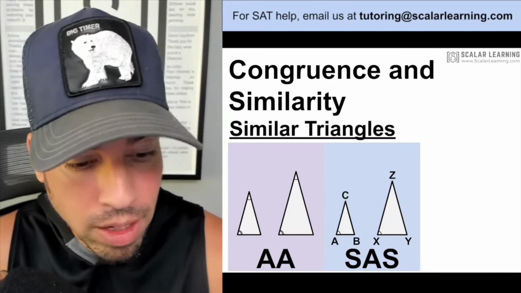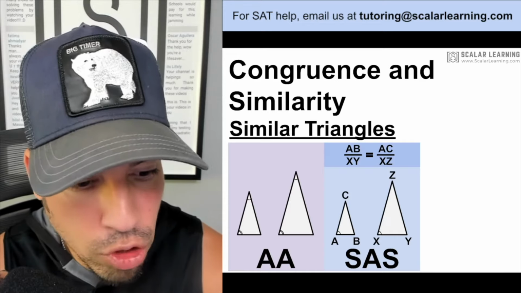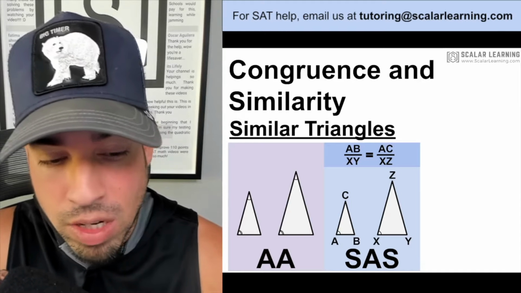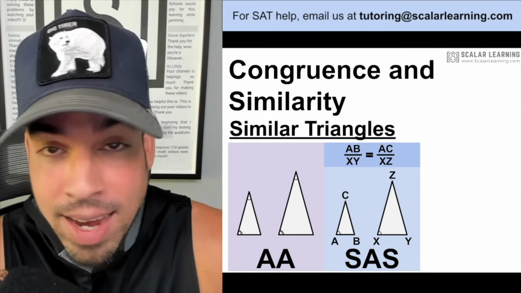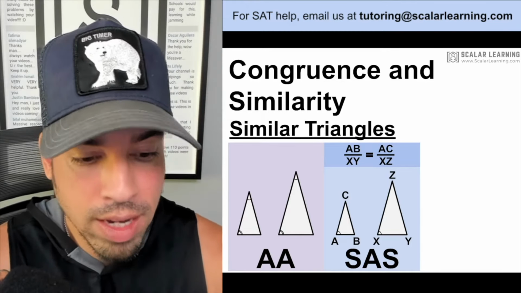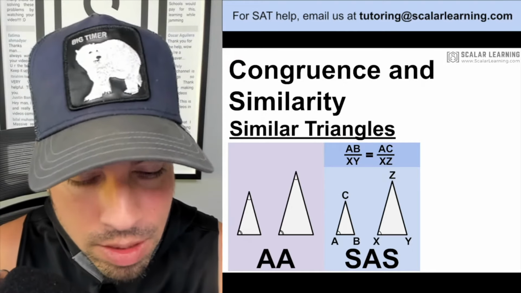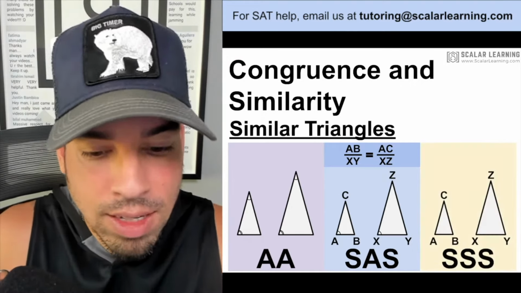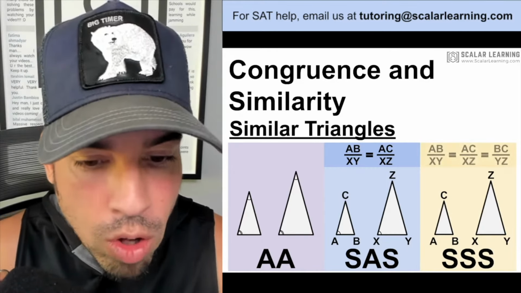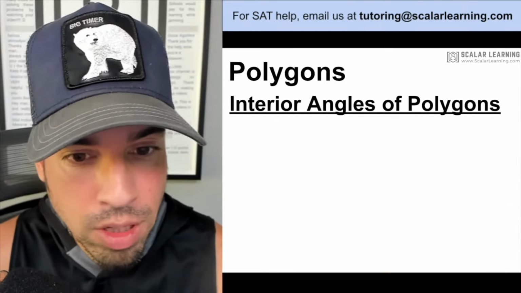If I can show that two angles are congruent and then I have sides on the outside being proportionate, you see, AB over XY, right, those are the proportionate sides next to those congruent angles, is the same as AC to XZ, the other sides that are next to the angle as well. And if you have proportionate sides, angle, proportionate sides, they must be similar. Last but not least, we have side, side, side. But again, this is not side, side, side congruence. This is side, side, side similarity, meaning all three sides have to have the same proportion. Next, we're going to talk about the interior angles of polygons.